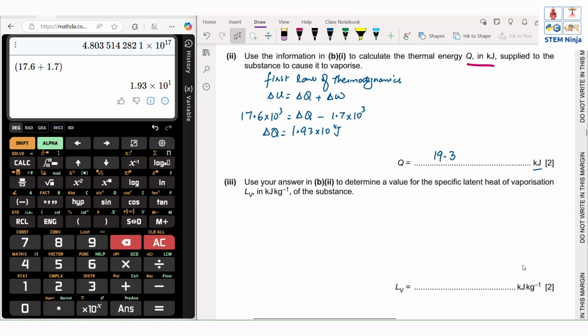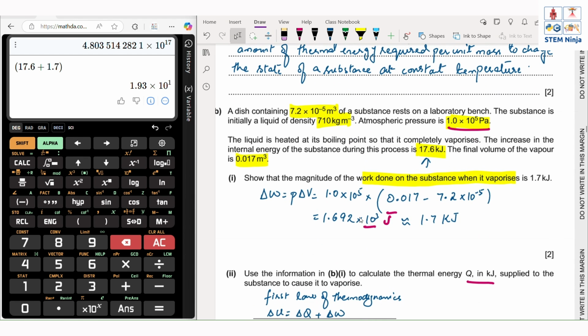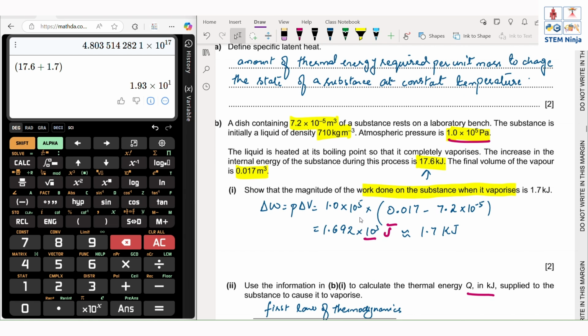Use your answer in B2 to determine the value for specific latent heat of vaporization in kilojoules per kilogram. Okay, so we need it in kilojoules, so we are going to be using this basically. So latent heat of vaporization would be Q over mass in kilograms. So 19.3. Now we need the mass. Do we have the mass? No.